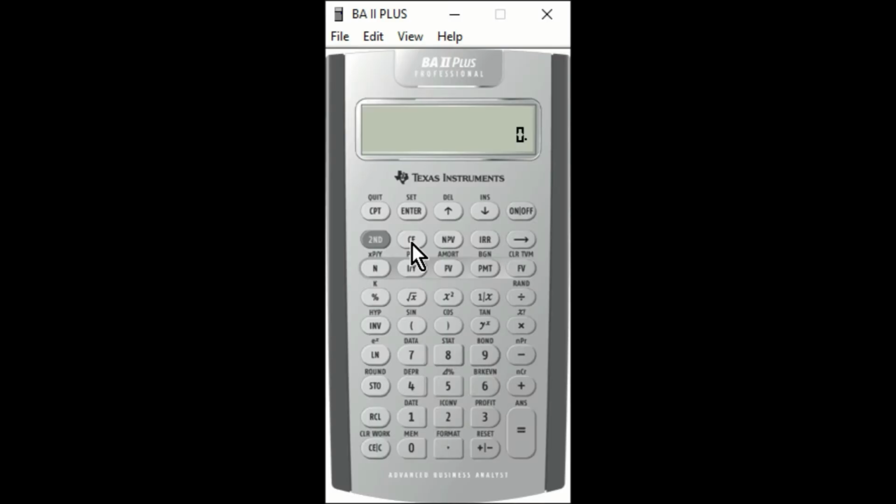Now let's take a look at this another way. Let's access our cash flow function again. Now I have cleared my calculator out, so there's nothing in there. Yours may still have the original information. If you want to clear that out, you can hit second, clear work.